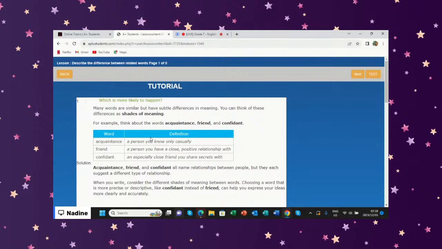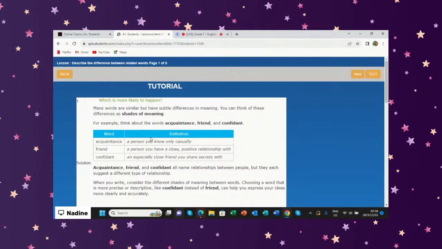And then we have a confidant, right? So now, when do you say someone is your confidant? A confidant is an especially close friend, and this is someone you literally share your secrets with. So these are three different words, right?